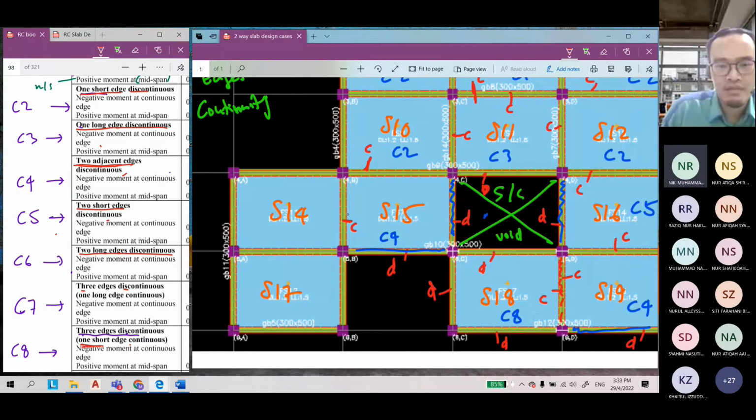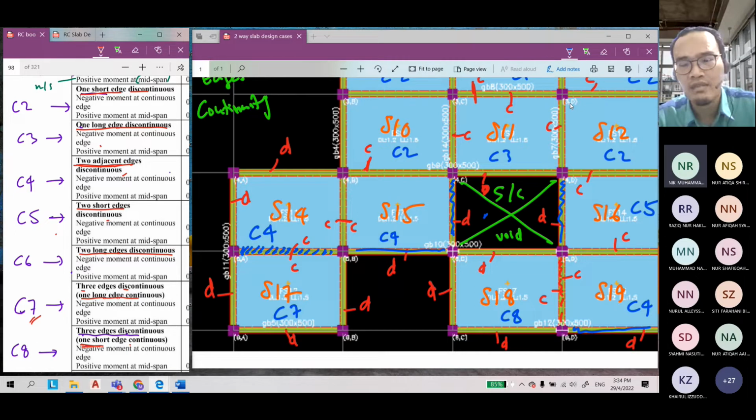And then S14. We have continuous here, this is also continuous, this is discontinuous, and this is also discontinuous. So this is also case number 4, usually at the corner. This type of slab. And then how about slab number 17? Continuous, and then discontinuous. What is this case? This is the continuous part, and it occurs at the long edge. One long edge, so this is case number 7.